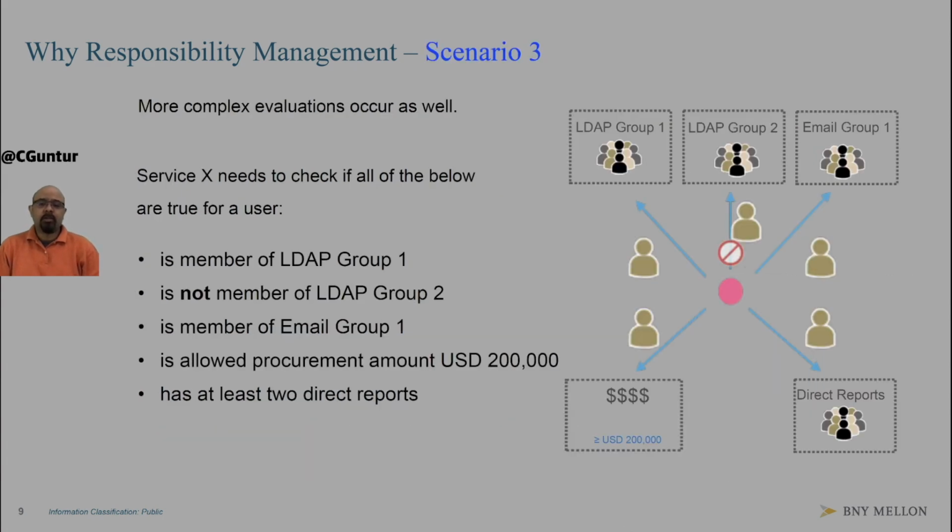The third scenario is a bit more complex. Here, a service needs to check that all of the below conditions are actually valid. The user is a member of some LDAP group, but is not a member of some other LDAP group. The user is a member of some email group, has some fiscal power, and has some HR responsibilities.